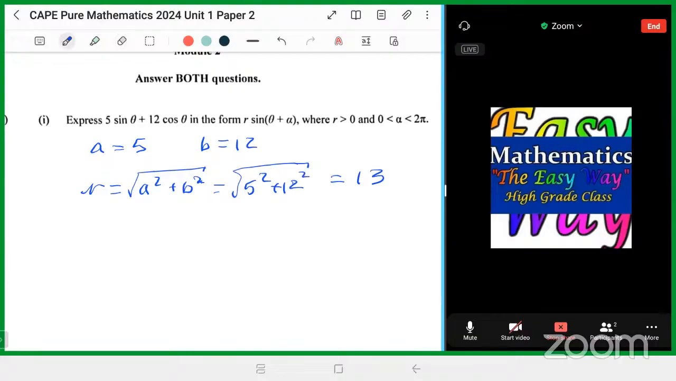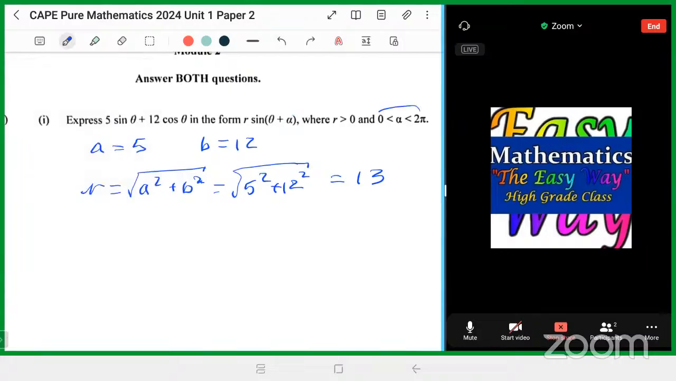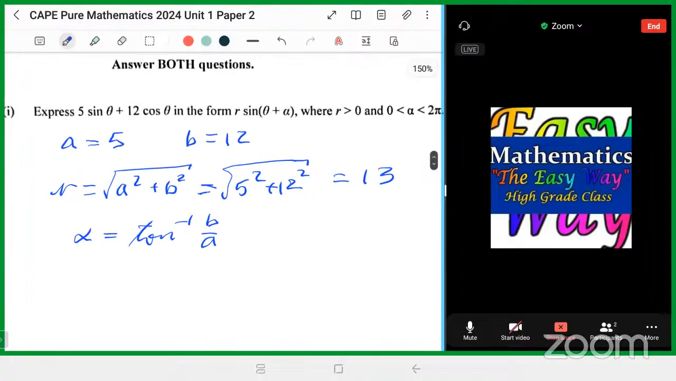And then the alpha that's coming here, I want to give it in radians. Alpha is tan to the minus 1 of B over A when the setup is correct. I'm going to zoom this up and correct this. Then this becomes equal to tan to the minus 1 of B, which is 12, over 5.